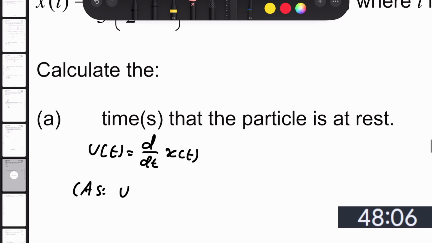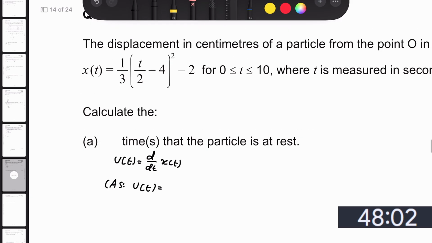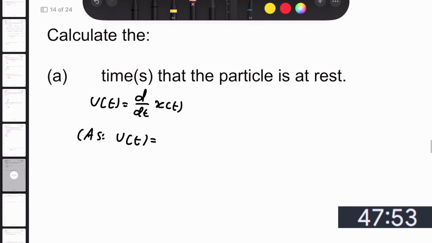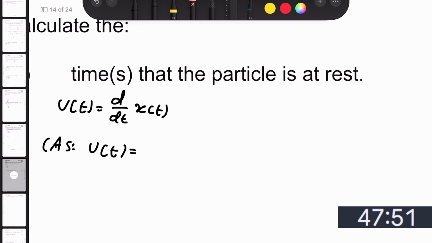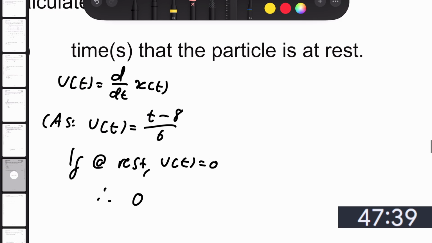So then cast. I'm just gonna do differentiate, and I'm just gonna put exactly what I see there. X minus 4 squared. I won't even put the minus 2 because I already know that's not gonna be on there. Oh, I get it. Okay. T minus 8 over 6. If at rest v of t is equal to 0, therefore 0 is equal to t minus 8 over 6. T must be equal to 8.